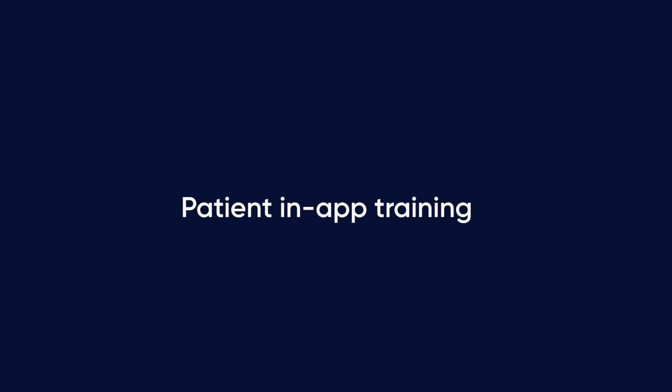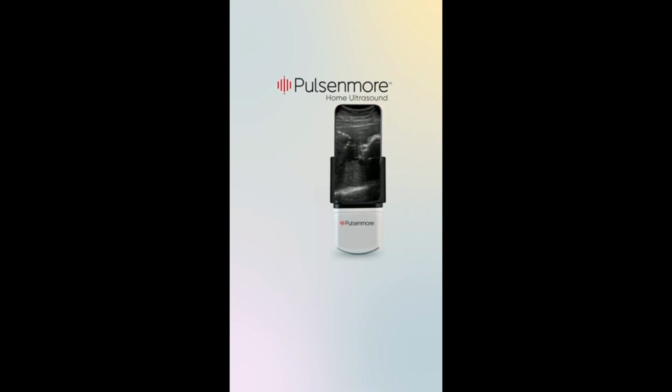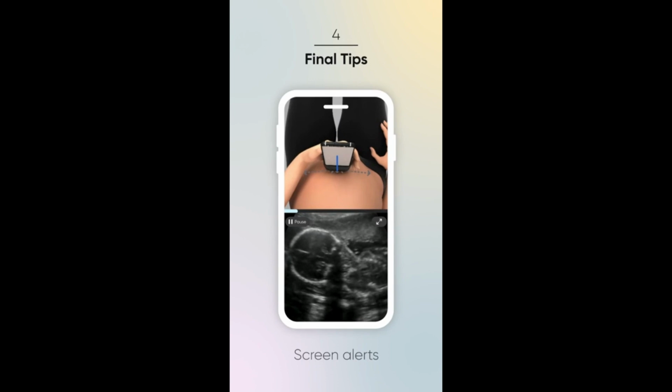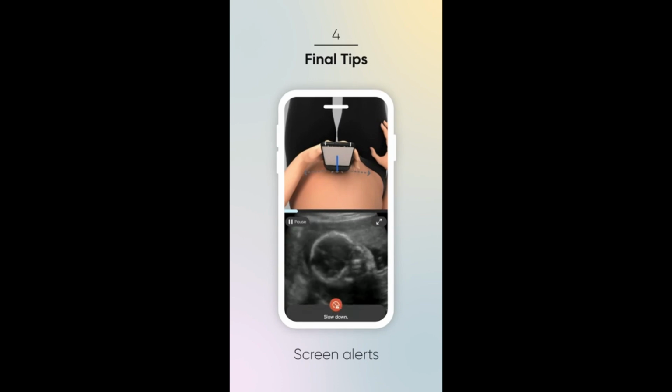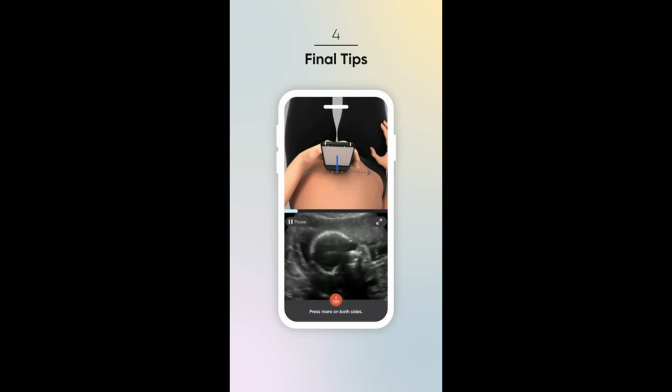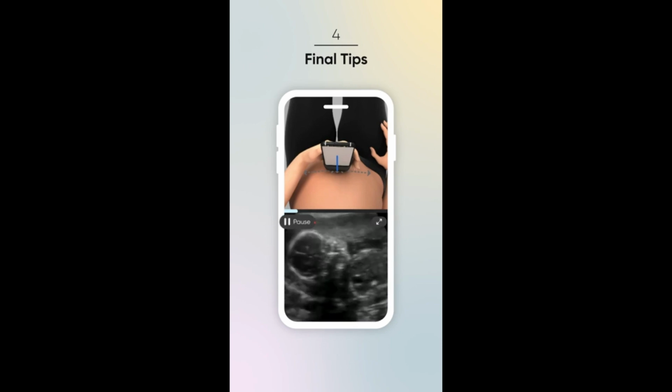The Pulsenmore app provides guided training before the patient's first scan. During any app-guided scan, the screen is displayed in a split view. The top section shows a scanning guide that demonstrates the required movements the patient should follow, while the bottom section displays a live ultrasound image.